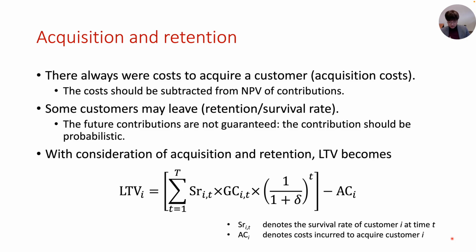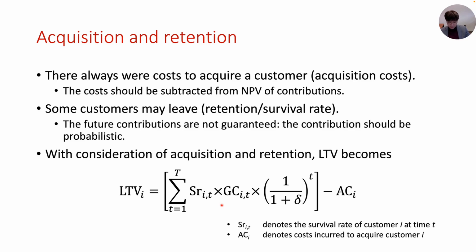Survival rate denotes the probability of still staying as an active customer. Here, this SR is the survival rate. By multiplying the gross contribution by the survival rate, we can account for the probabilistic nature of the future contributions.